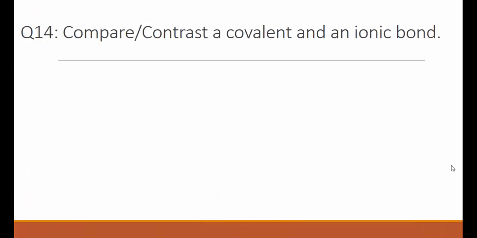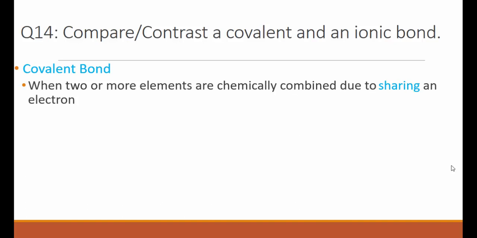All right, number 14, compare and contrast a covalent and ionic bond. These are how atoms join together, usually through a covalent or ionic bond. So here we have the word co. You can think of co-captains. They share responsibilities. In a covalent bond, the electrons are shared. It's simply when two or more elements are chemically combined due to sharing an electron.